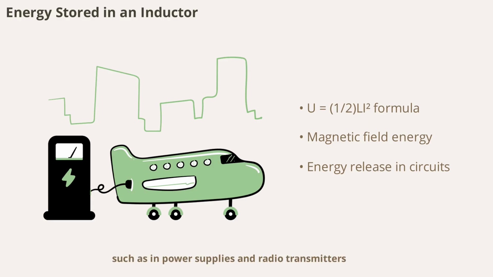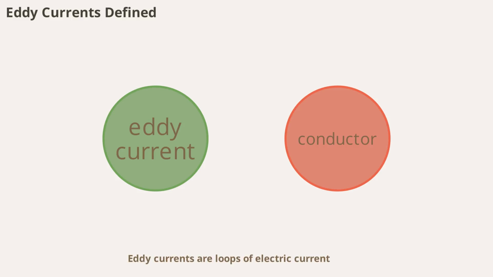Eddy currents are loops of electric current induced within conductors by changing magnetic fields. These currents flow in closed paths, often causing unwanted heating and energy loss in metal components. However, eddy currents also have useful applications, as we'll see in the next scene. Understanding how and why eddy currents form is important for engineers who design electrical machines and devices.